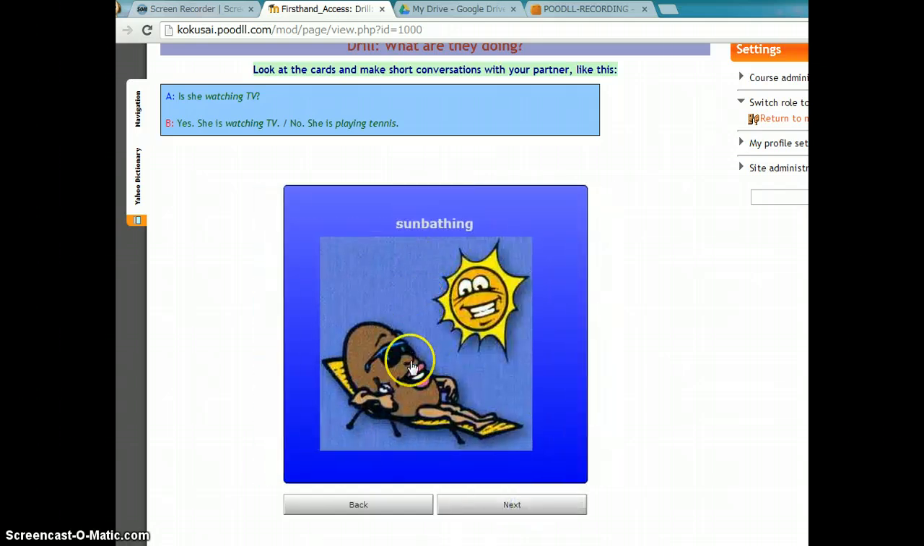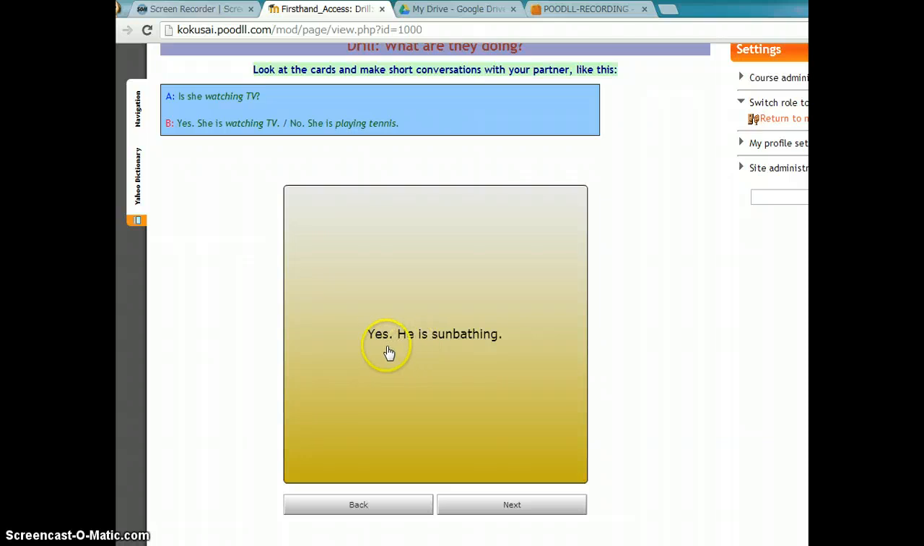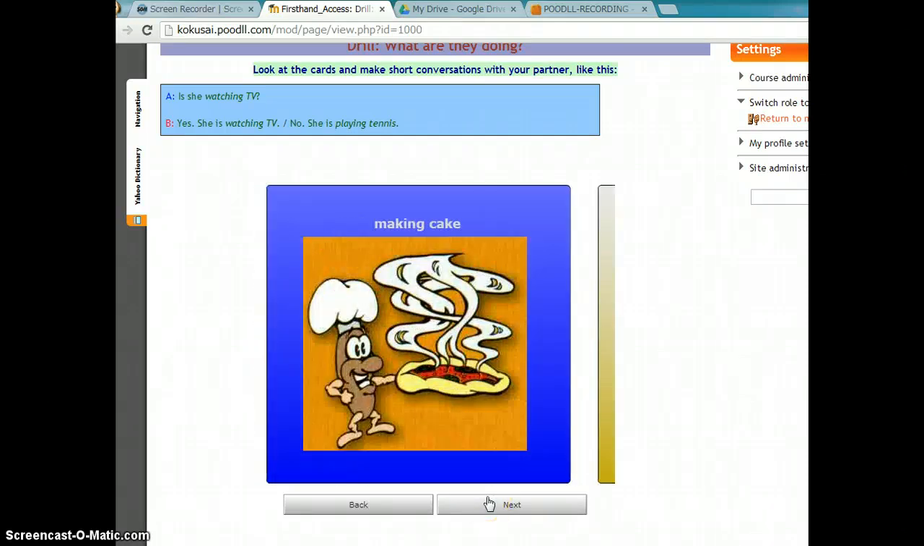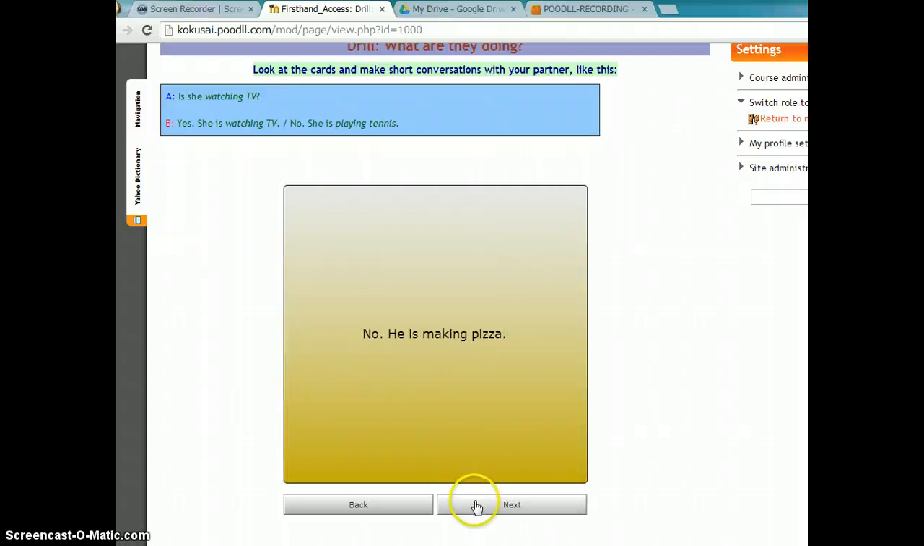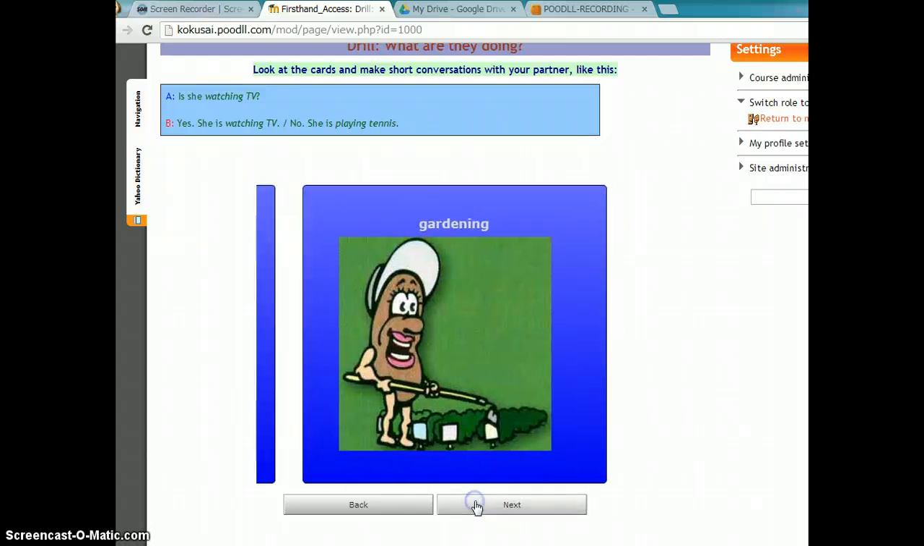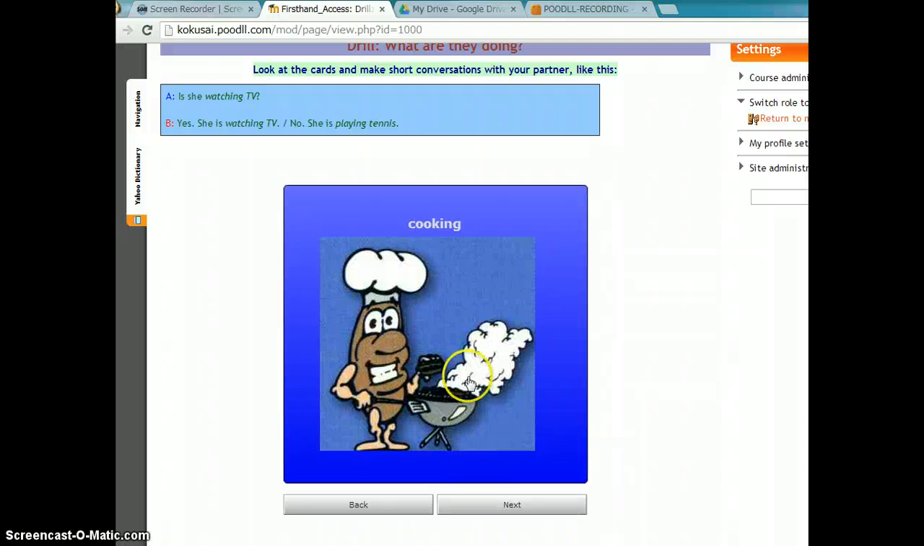In this one we have sunbathing. "Is he sunbathing or is she sunbathing?" And the answer is, "Yes, he is sunbathing." "Is he making a cake?" "No, he is making pizza." And so it goes on. So this is how I use it.